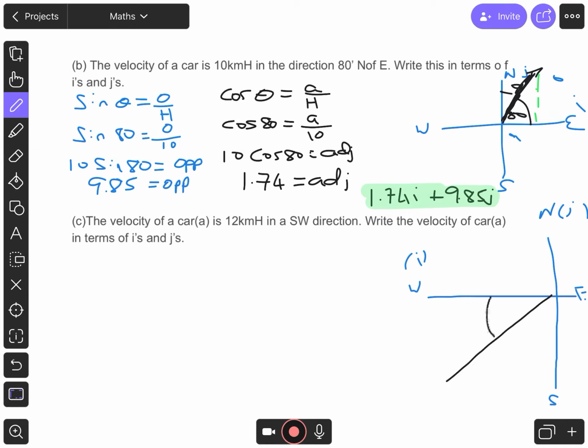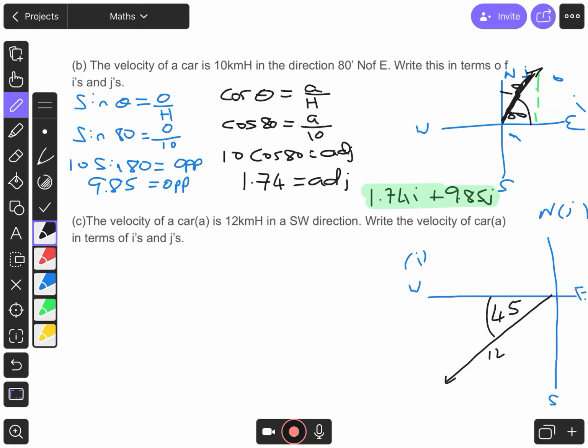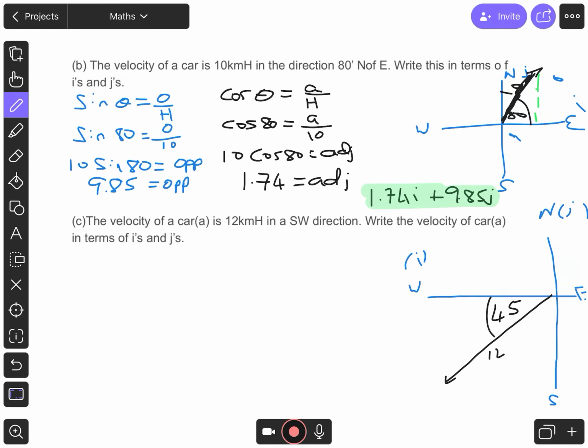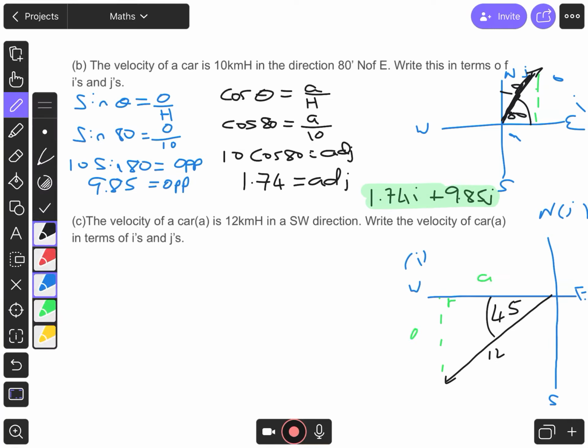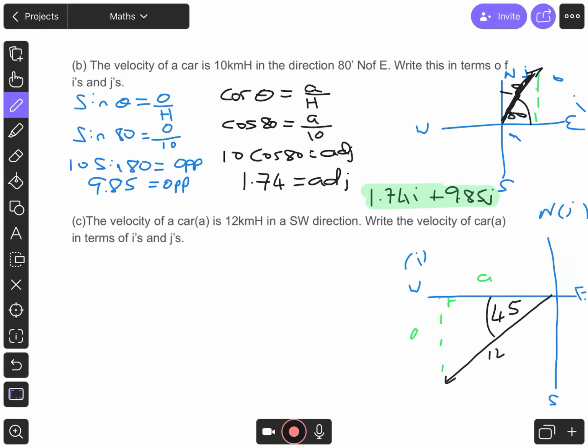I know my angle is going to be 45, and they've said that this is 12 kilometers per hour. Again, I'm looking to resolve it, so I'm looking to change it into its i and j components. So I'm going to draw this down and create a right angle triangle where this is going to be my opposite and this is going to be my adjacent. And I'm going to use the information that I have there to find the answer for this.